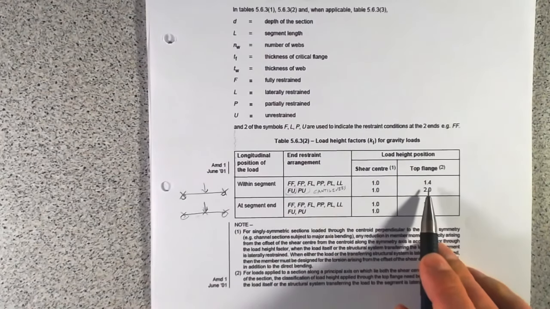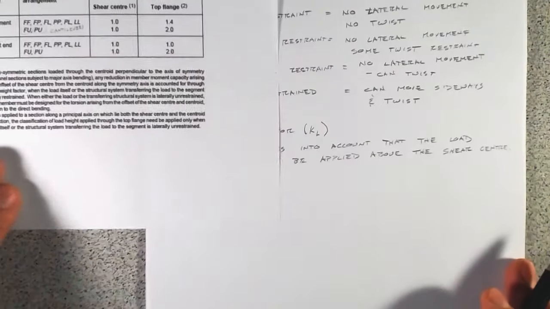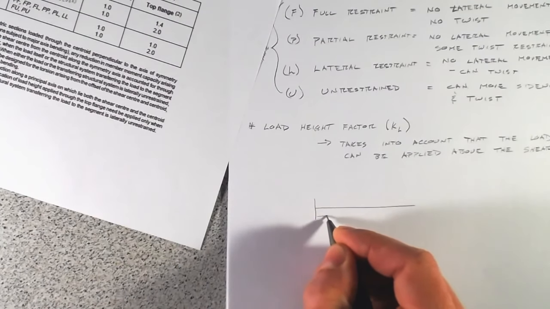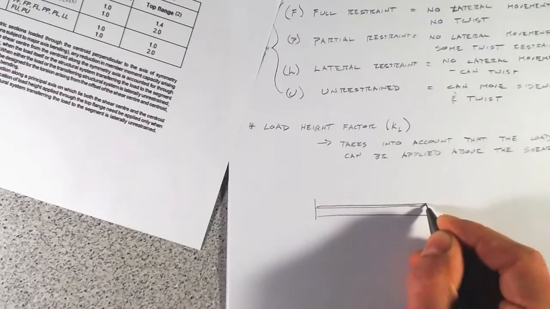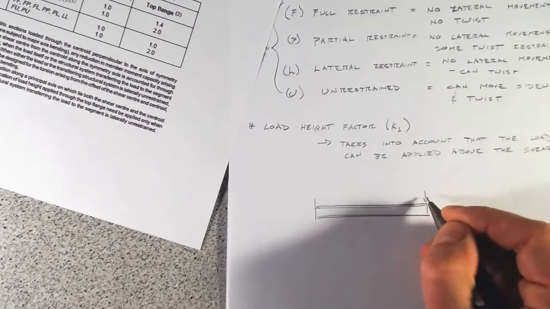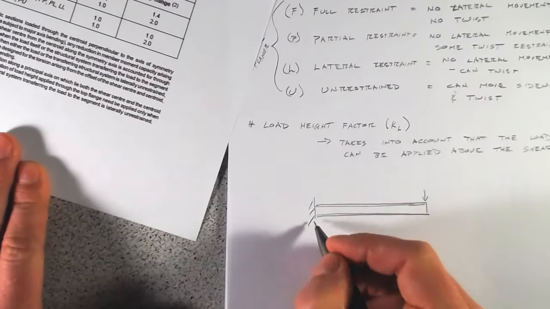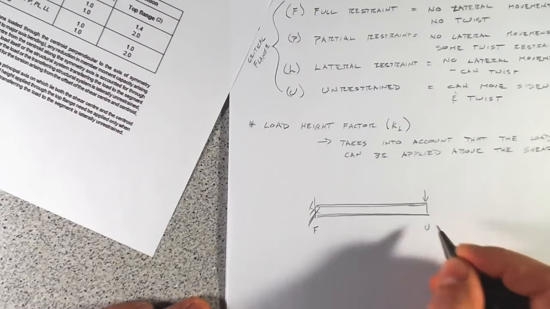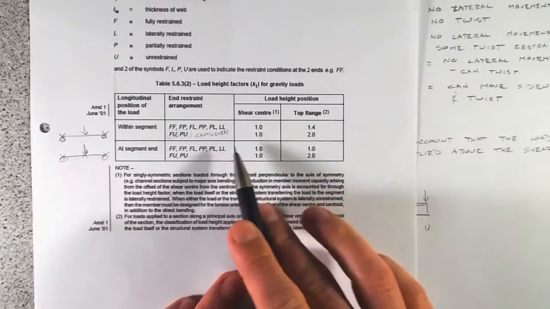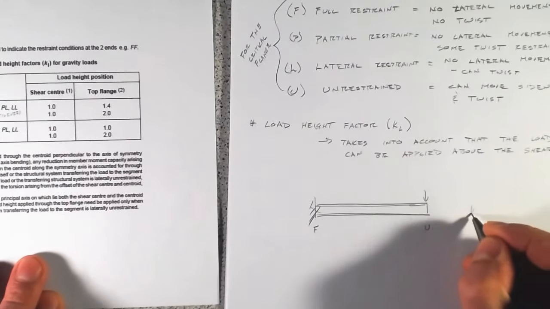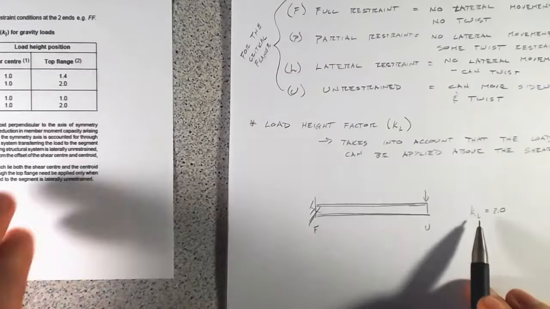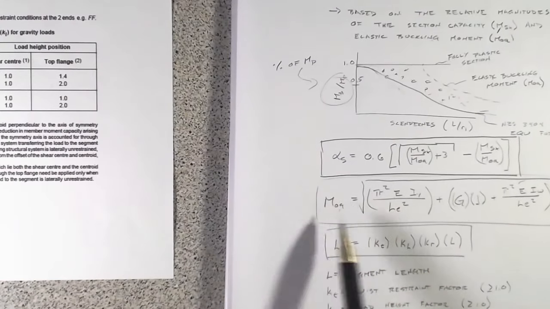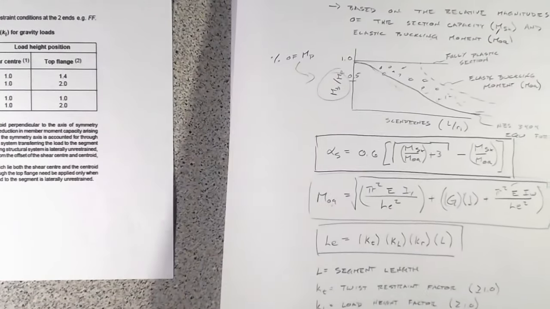And so if you apply above the shear center, say you've got a cantilever and you apply the load at the top flange. Well, you've got a restraint here. This is your restraint of F. This restraint here is unrestrained, so it's U. At a top flange, this means that we have a KL factor equal to 2.0. And this KL factor, 2.0, means our effective length doubles, means that the moment at which our buckling occurs is much lower, so it really, really reduces down our capacity.